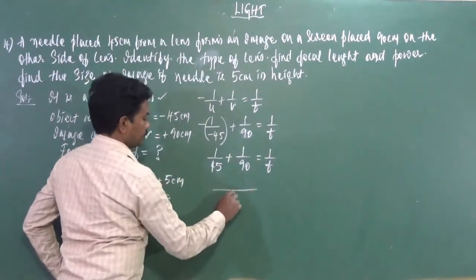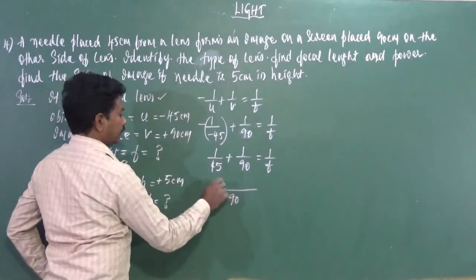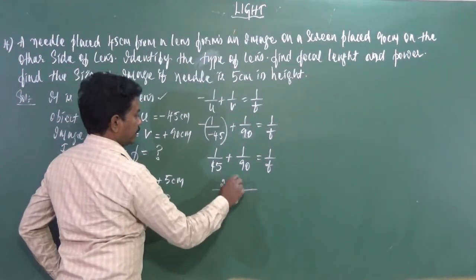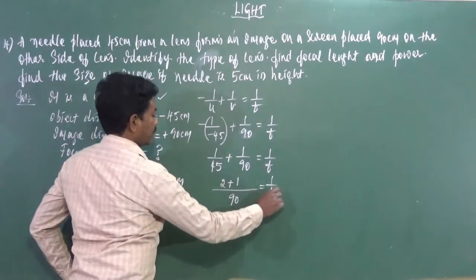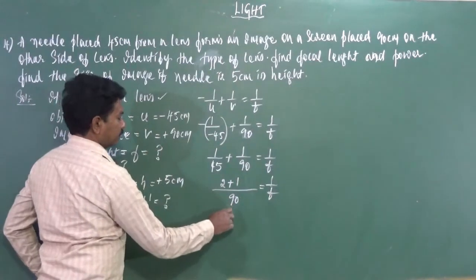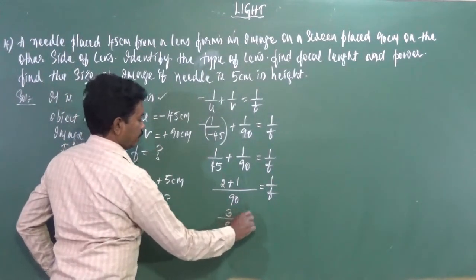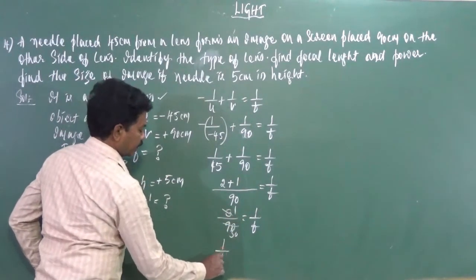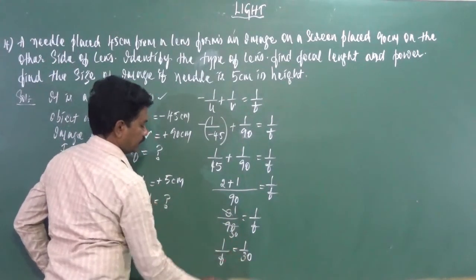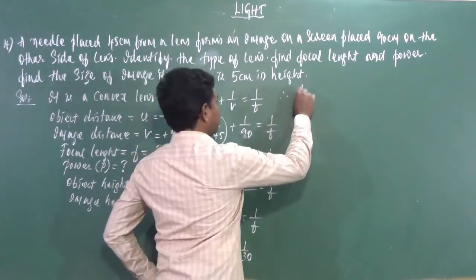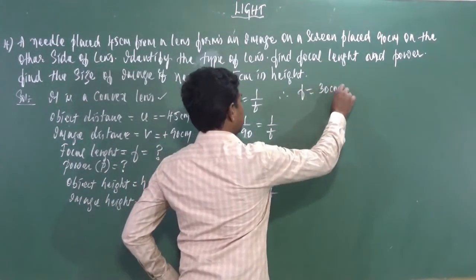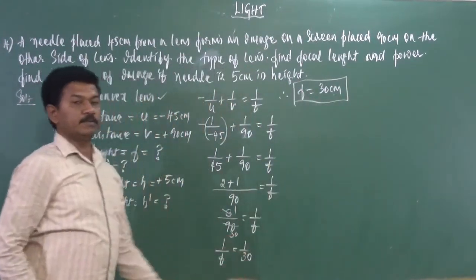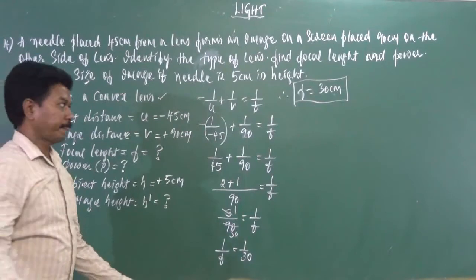90 becomes the LCM here. 1 by 45 into 90 is 2, plus 1 by 90 into 90 is 1, which is equal to 1 by F. So 2 plus 1 is 3 by 90 is equal to 1 by F. 3 ones are 3, 3 thirties are 90. So 1 by F is equal to 1 by 30. Therefore F is equal to 30 centimeters. Focal length we are getting positive, which means the lens we are using is a convex lens.